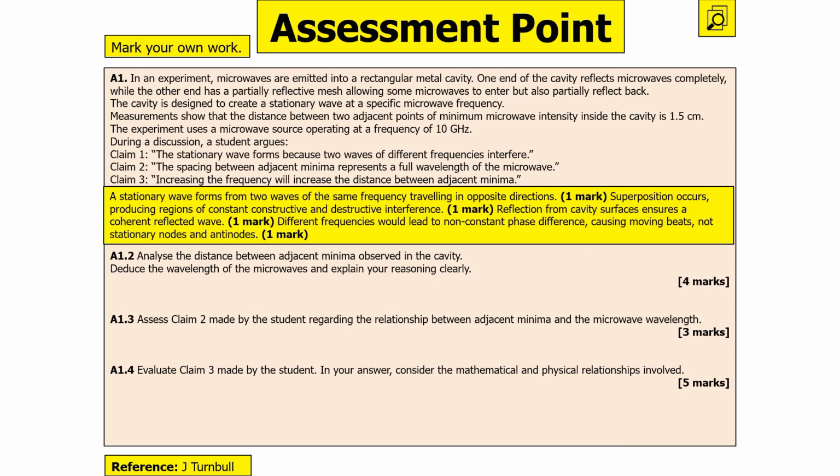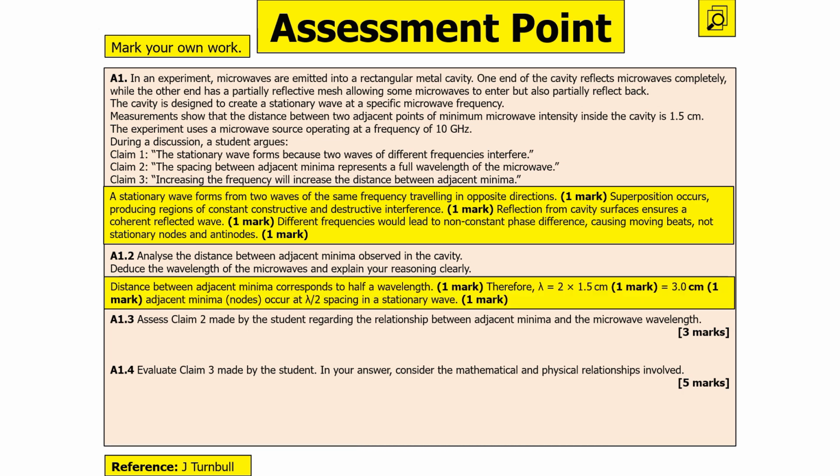Okay, in the first one, a stationary wave forms when two waves with the same frequency are travelling in opposite directions. Superposition occurs, producing constant regions of constructive and destructive interference. The reflection from the cavity surfaces ensures a coherent reflected wave. Now, different frequencies would lead to a non-constant phase difference, causing moving beats but not a stationary wave pattern.